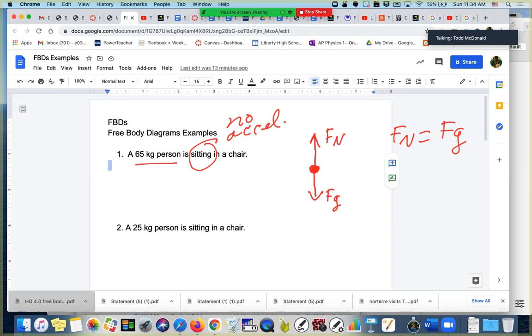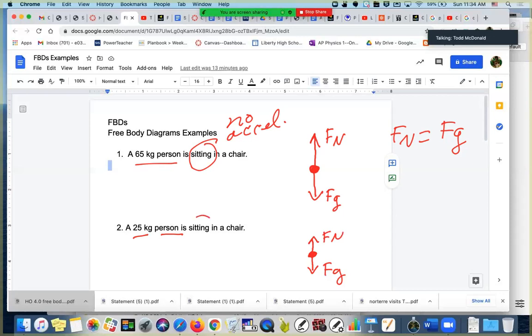All right, second example here, we've got a 25 kilogram person sitting in a chair. Okay. Now, what forces are acting on the person? Well, the same forces. We've got force of gravity and we also have a normal force. But here's what I want you to catch. Since the person has less mass, there's actually less force of gravity pulling downward on that person. And so we're actually going to draw a little bit smaller arrow for our force of gravity. And in this case, the chair has to do less pushing up on that person because it has less mass. So we're going to also draw a smaller arrow for our normal force.